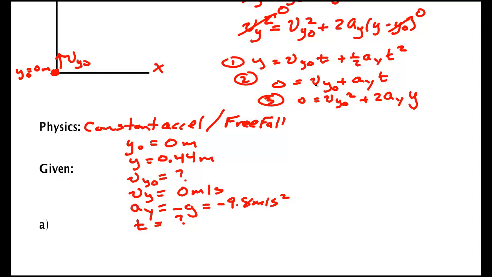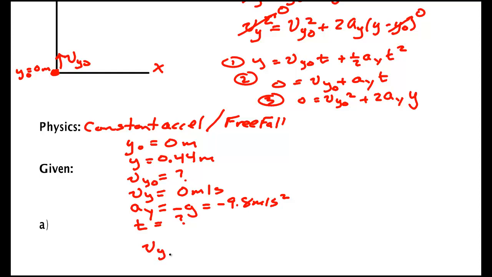On the second one, do I know Vy naught? No. Do I know ay? Yes. Do I know t? No. Two equations, two unknowns. You could work these two equations, substituting out t, and solve for Vy naught. Let's see if there's an easier way. Do I know Vy naught? No. Do I know 2? Yes. ay? Yes. Y? Yes. Just solve it. There's only one unknown.